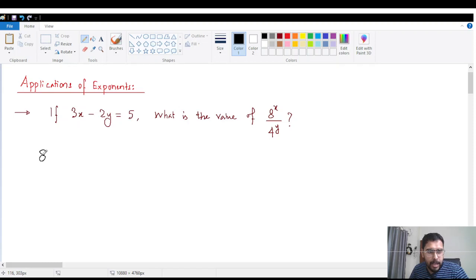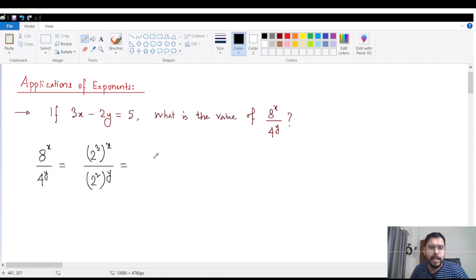When we say 8 to the power of x over 4 to the power of y, we have to find a way to make the bases the same. Why? Because if we don't, we won't be able to use the exponential rules, which are applicable when you make the bases the same or the exponents the same. Here we cannot make the exponents the same because these are two different variables, but we can definitely make the bases the same. We can write 8 as 2 cubed, whole to the power of x. Similarly, we can write 4 as 2 squared, whole to the power of y.